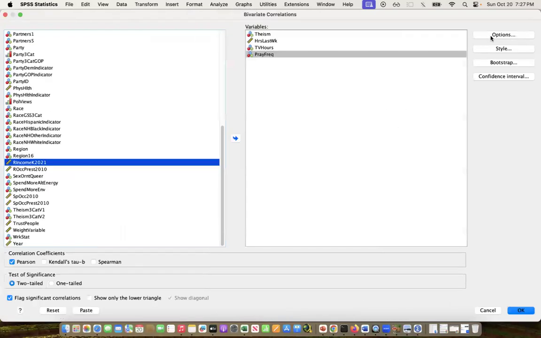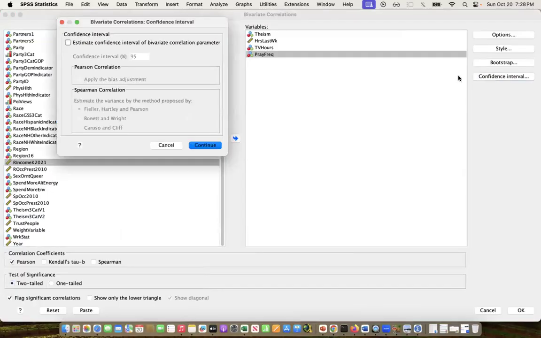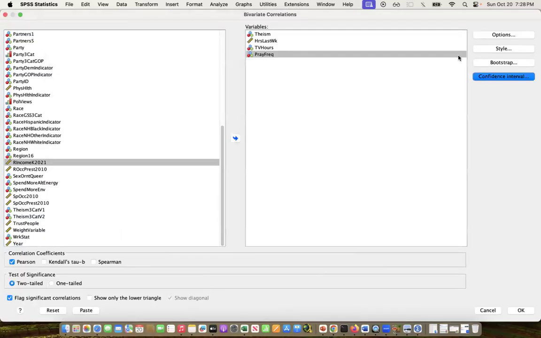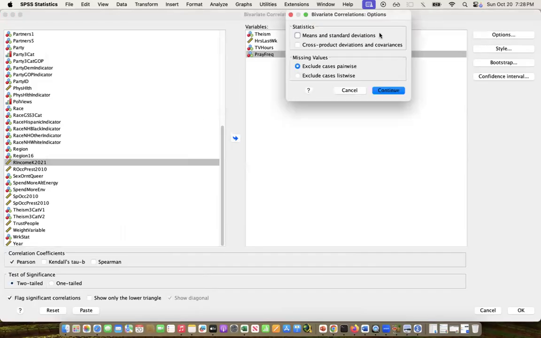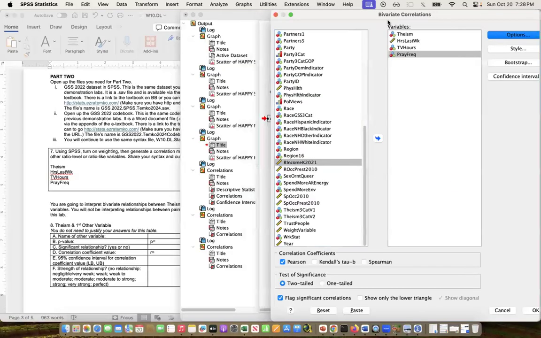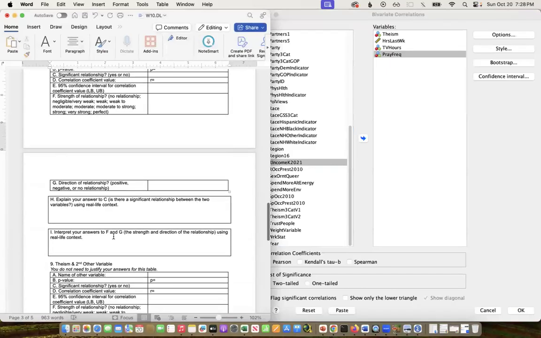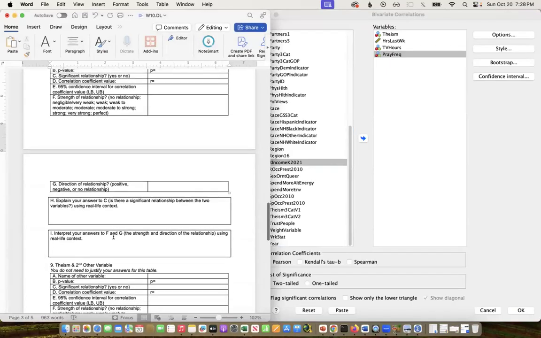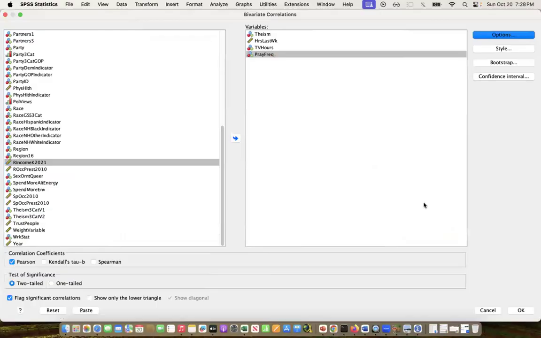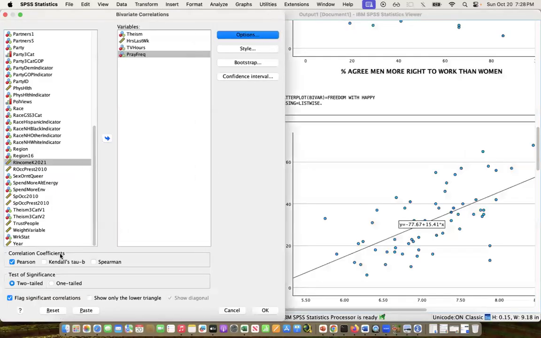And then I want to estimate confidence intervals at the 95%. And means and standard deviations. Do I want descriptive statistics of any of them? I'm not asking you for anything like that. Okay, let's just keep it at that. Make sure this is on two-tailed. This is Pearson. Those are all fine.